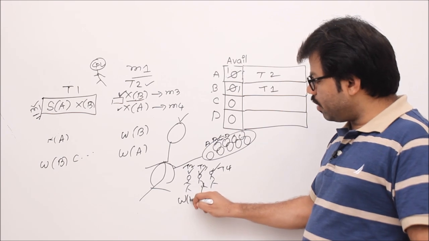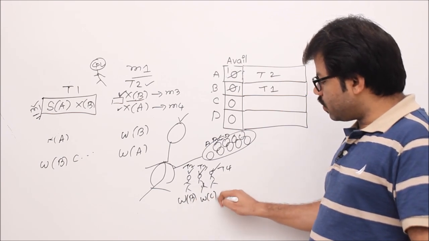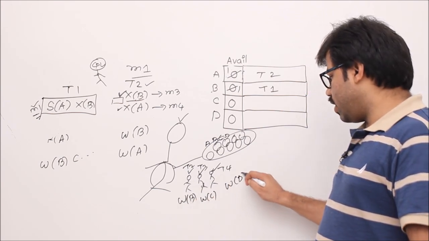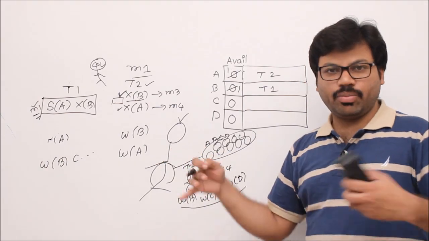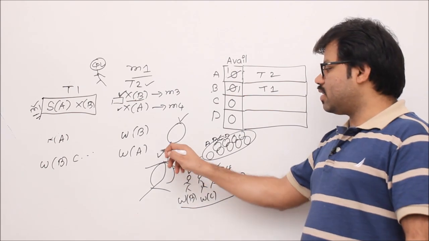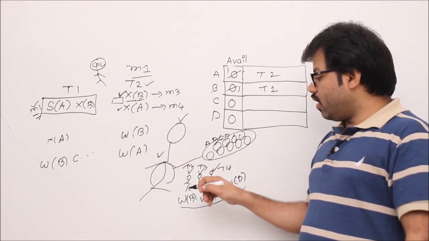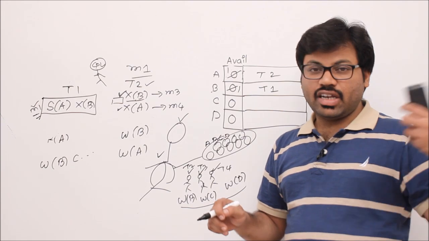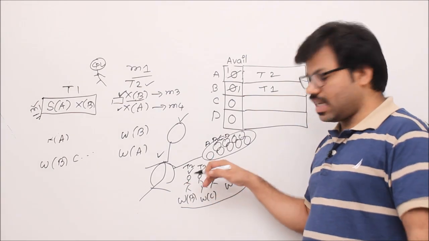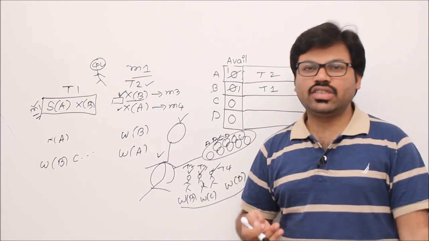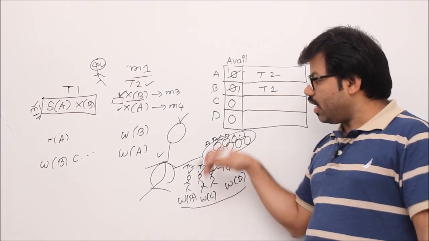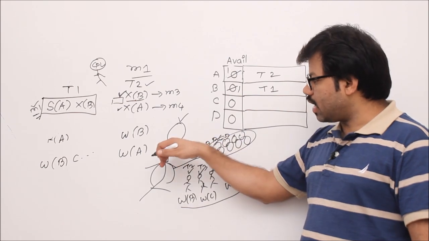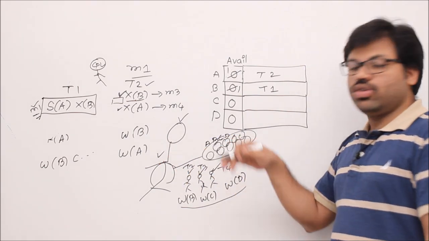Maybe it is doing write of B, another transaction is doing write of C, another transaction is doing write of D. So all these transactions are waiting for this transaction to be completed, but it's a very big transaction. Whenever small transactions wait on a very big transaction, we say that it is starvation. Why is it starvation? They never get a chance. They get a chance very rarely. Correct? Only if this transaction releases it do you get a chance.